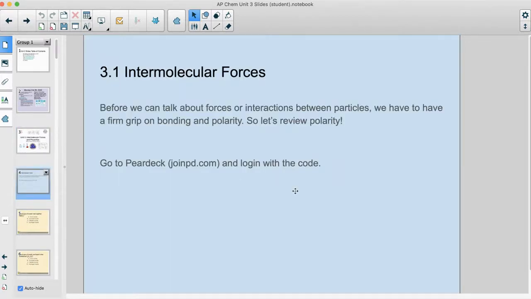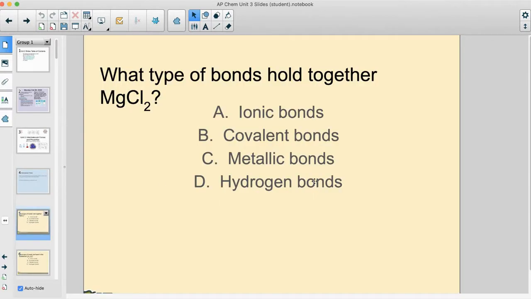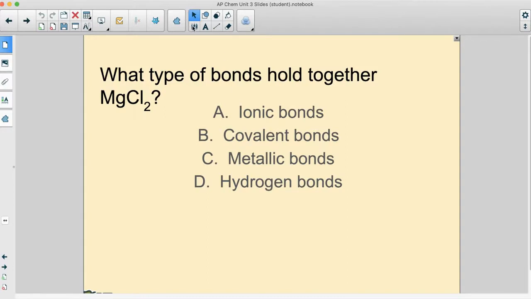So before we talked about intermolecular forces, we did a quick pair deck, and I'm just going to go through the questions and give you the answers that we did in class today. So what type of bonds hold MgCl together? Well, that would be ionic bonds. We have a metal and a nonmetal. So we have an ionic compound. So we have ionic bonds holding together this substance.